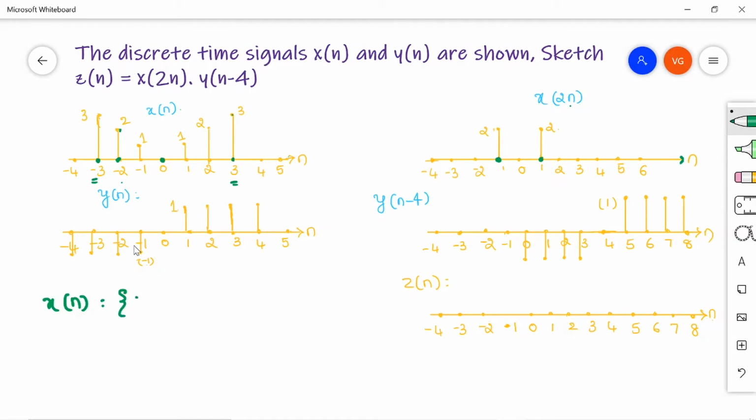At n is equal to minus 3 you have 2. At n is equal to minus 2, 2. At minus 1 you have 1. Then 0, 1, 2, 3. So this is your x of n signal. This is your 0 point.